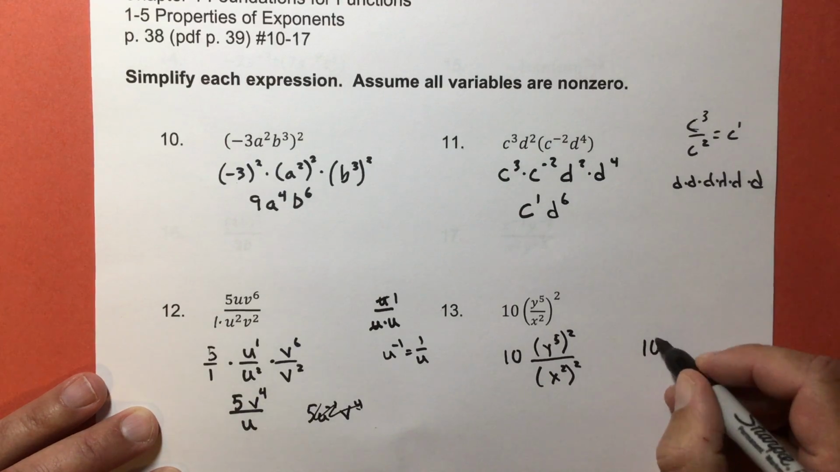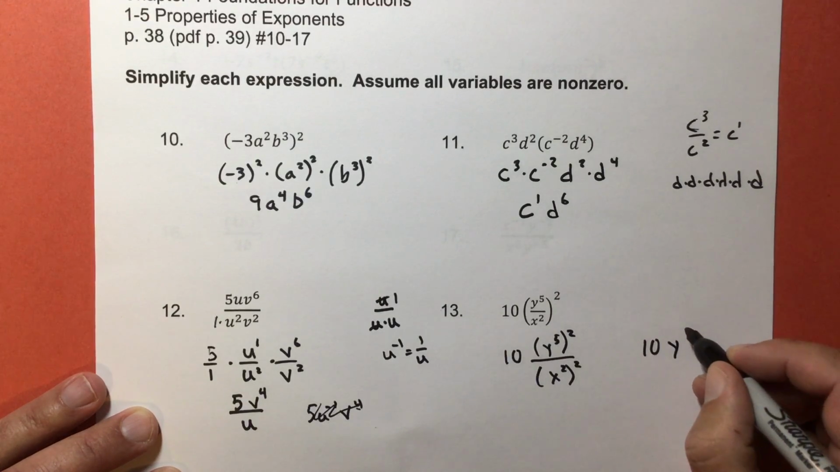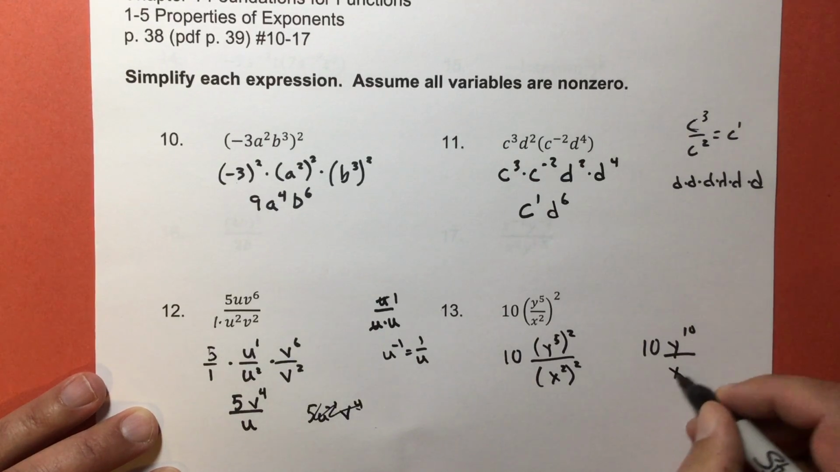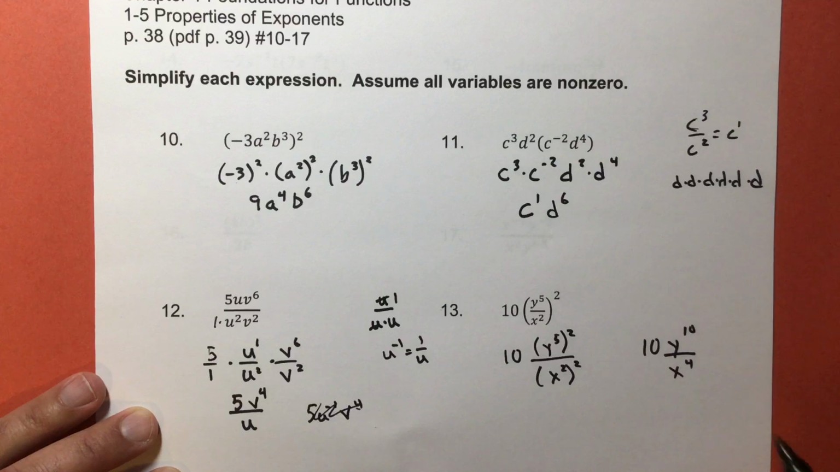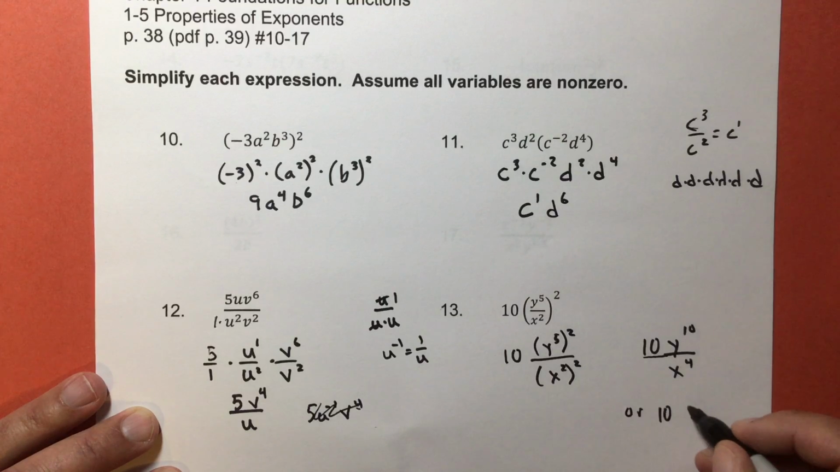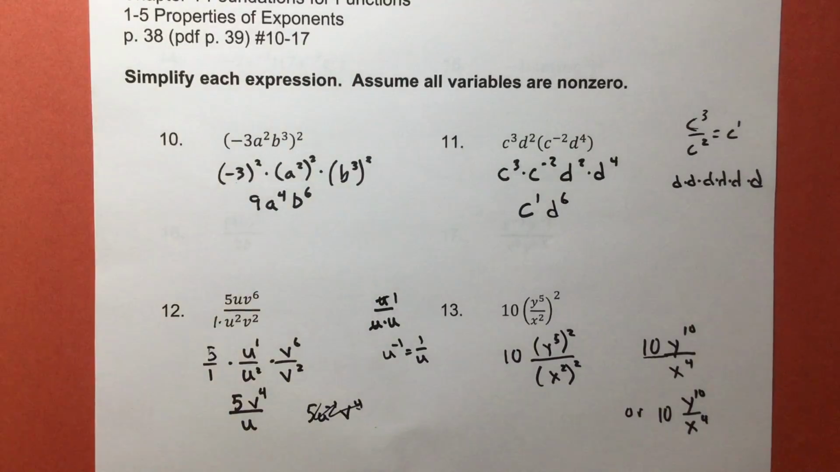So I'm going to write 10 times y to the 10th power divided by 2 times 2 equals 4, x to the fourth power. And the way I wrote it, I wrote the 10 kind of a little higher. Don't worry about that. If I wanted to draw this like that, that's fine. Or I could have written it the way it was given, y to the 10th power, x to the fourth power. That would have been okay too, all right?